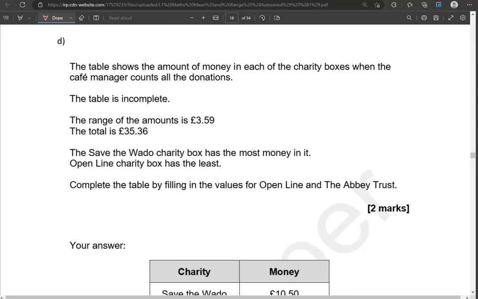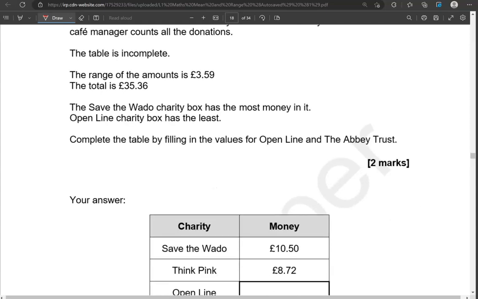The table shows the amount of money in each of the charity boxes when the cafe manager counts all the donations. The table is incomplete. The range of the amounts is £3.59. The total is £35.36. The Save the Waiter charity box has the most money in it. Open Line charity box has the least. Complete the table by filling in the values for Open Line and the Abbey Trust.